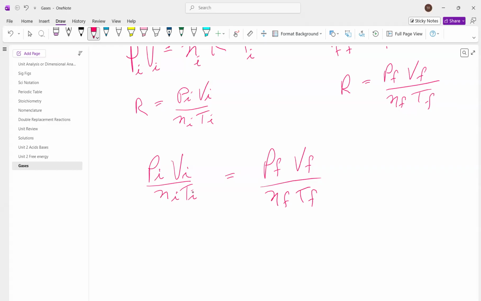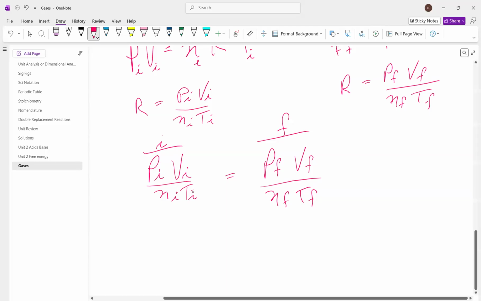Okay, so we have initial conditions, final conditions. So now we can talk about what's changing. Now, how many variables are there? 8. So that means you have to know 7 of the 8 to solve for the remaining one. Okay, so let's do a problem.